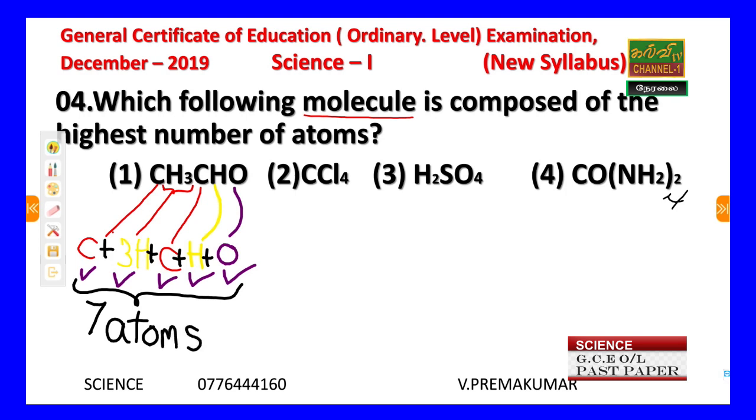Right? Now another molecule, the second one, carbon tetrachloride. This is carbon. Another one is chlorine. There are 4 chlorine atoms. Now I would like to add these atoms. Here there are 5 atoms.